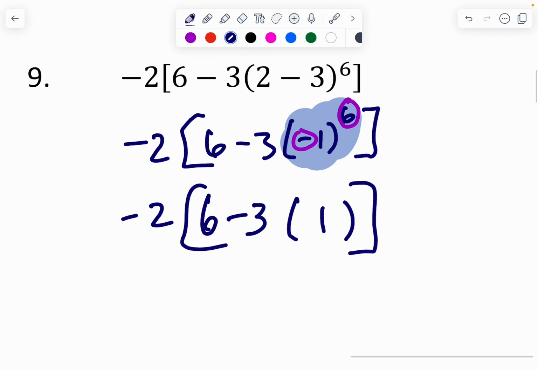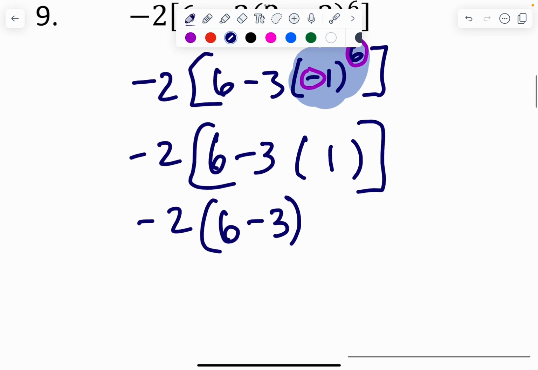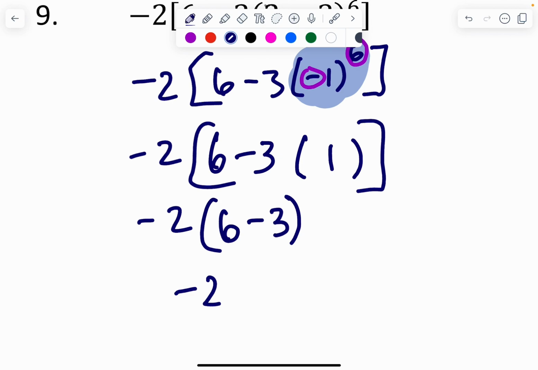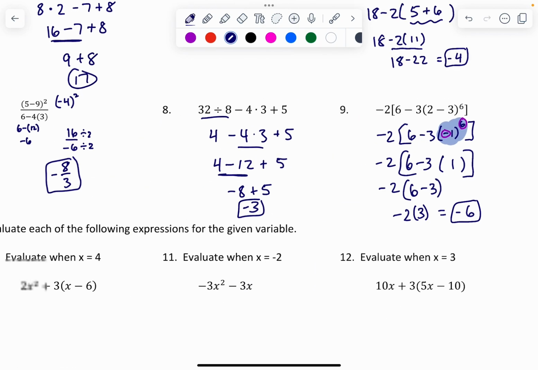And now, still doing it inside the brackets, is multiplication. So 6 times 3 times 1 is that. And then if you subtract, still inside the parentheses or brackets, you get 3. And then finally, -2 times 3 is -6.